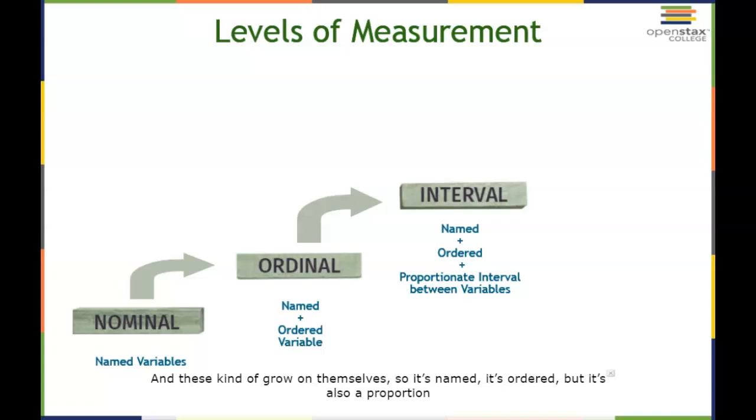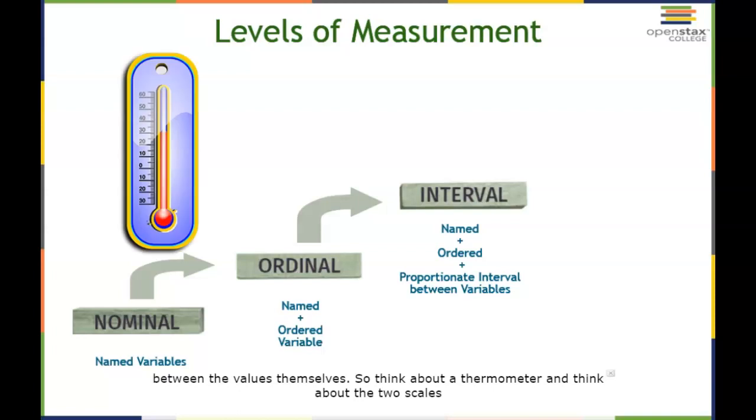So it's named, it's ordered, but it's also a proportion between the values themselves. So think about a thermometer, and think about the 2 scales that are usually on a thermometer, Celsius and Fahrenheit. Now for Fahrenheit, you can do some math on it, like 100 degrees minus 60 degrees is 40 degrees. So the proportions in between those degrees are meaningful.